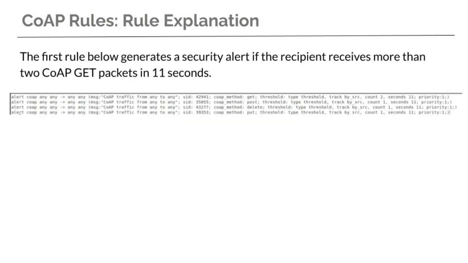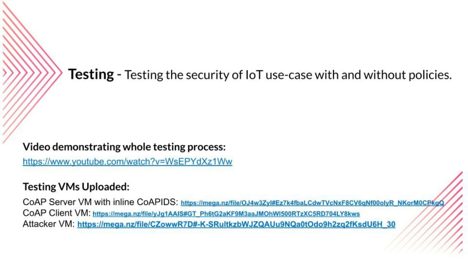The slide shows that Suricata is not able to detect the web traffic attack and generate alerts when the security policies of the web are violated during the traffic. With our two implementations, now we can test them on an IoT use case with and without the security policies. The complete testing process is shown in a YouTube video. The link is shown on the slides, and the three VMs that are used in this testing, which were developed by me, are also uploaded for anyone to use.